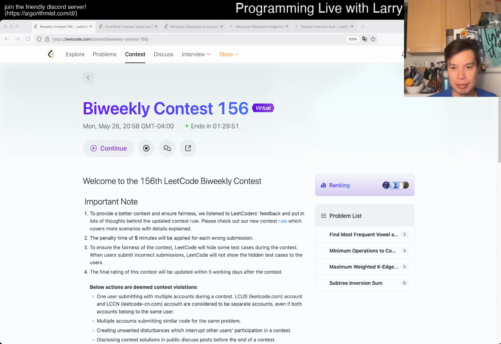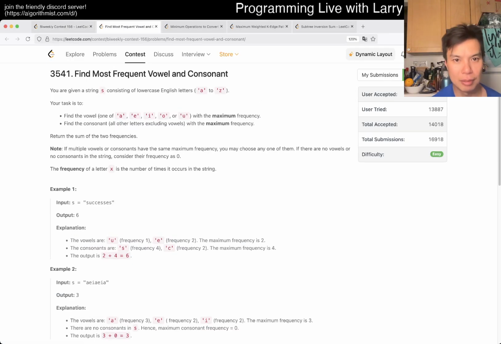Okay, well, let's go. Find the most frequent. Find the AIOU, the maximum frequent, then the sum of the frequencies. Of course, you only consider, okay.